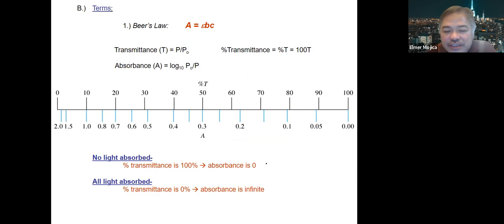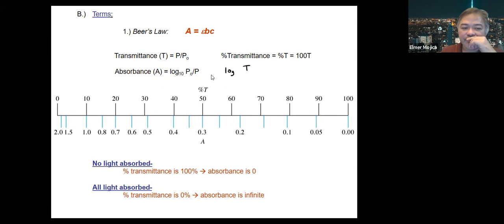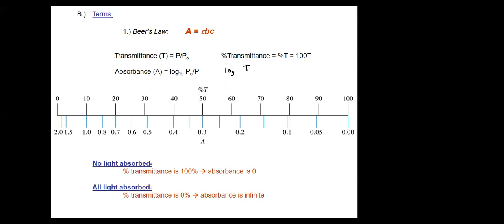And if we relate the transmittance to absorbance, this is just what? Log of T, right? Or log of 1 over T? How do we put it there? The relationship between the two. Anyone? What is the relationship of the two? A is just equal to? Log T. Okay, A is just equal to log of T.